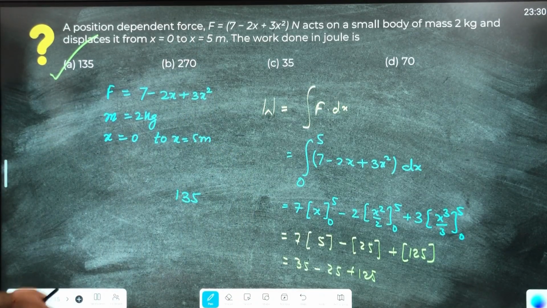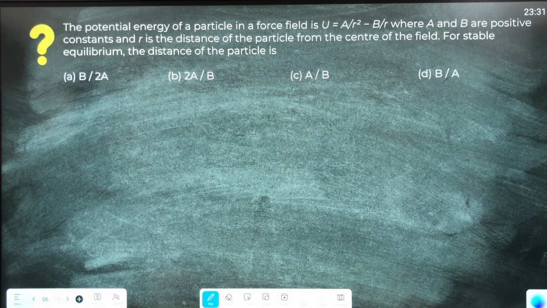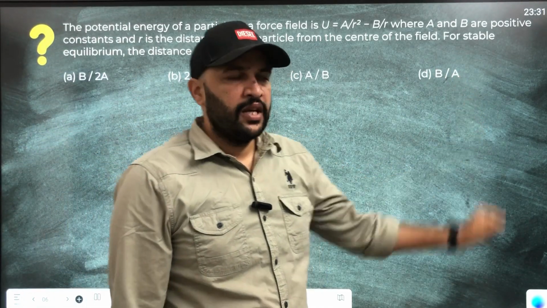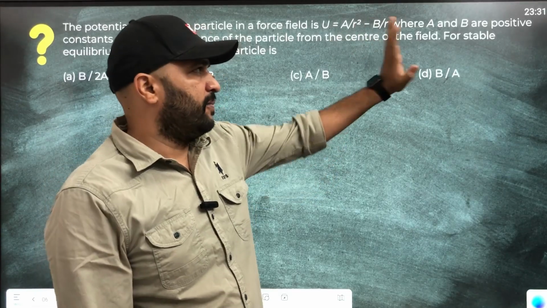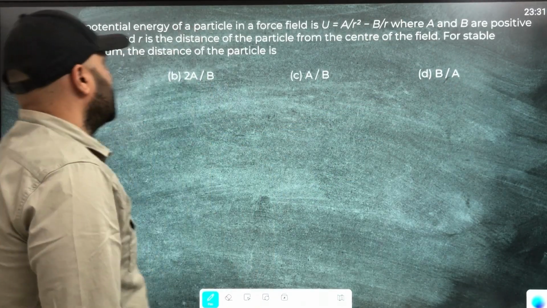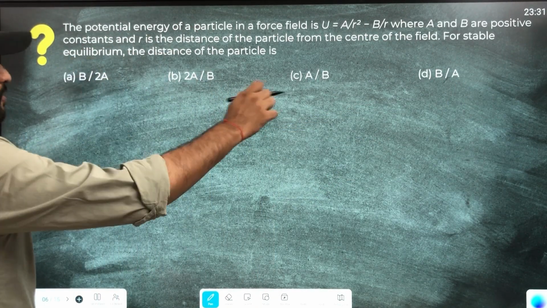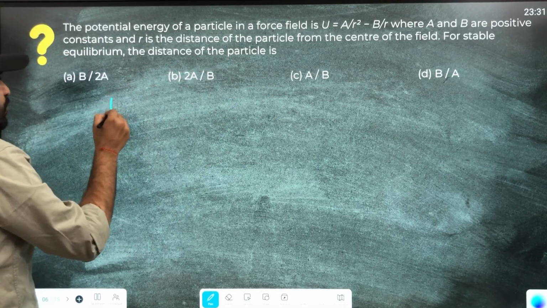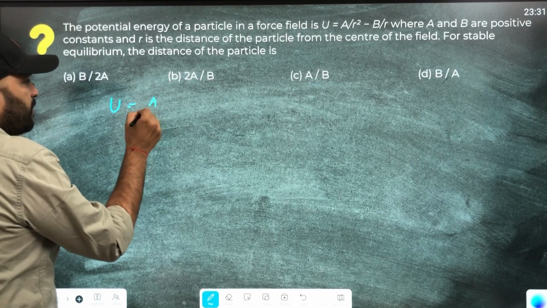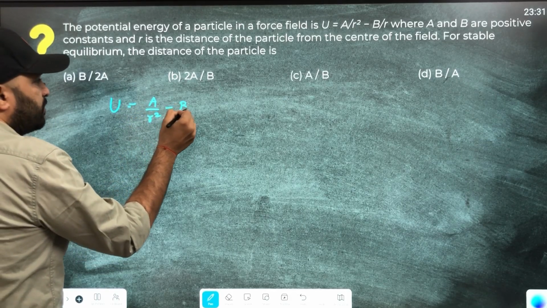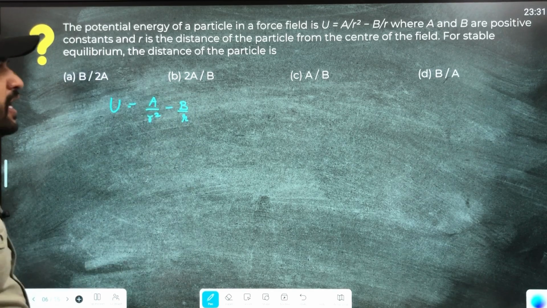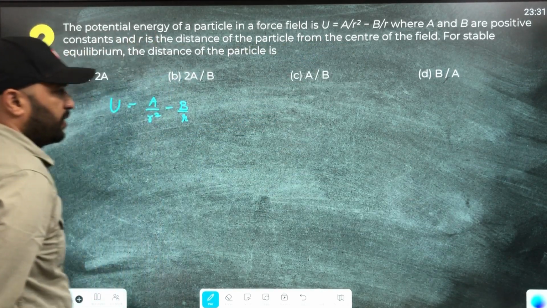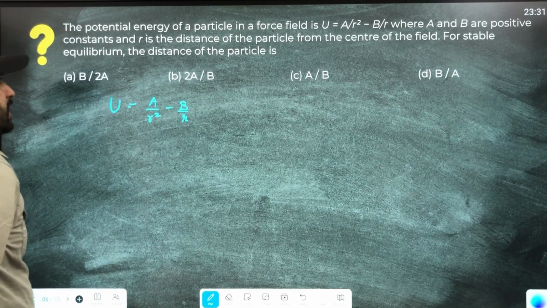Great. Let's see the next one. Okay, now we are given the potential energy as a function of position. Clear? So it's related. The topic is from equilibrium, right? If you remember, let's come back to the question. All these are PYQs. So our question says the potential energy of a particle in a force field is given by A by r square minus B by r, where A and B are positive constants and r is the distance of the particle from the center of the field. Fine. For stable equilibrium, be very careful.